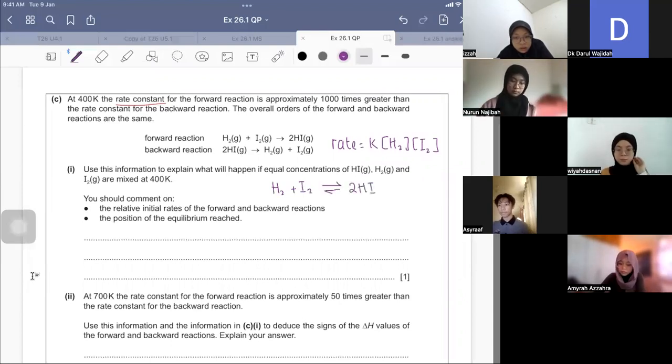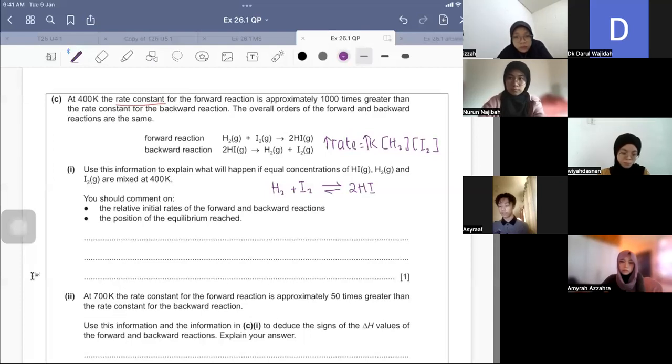So forward, the rate constant is bigger than the backward rate constant. Now, if you remember, if the rate constant increases or is big, that means your rate is also faster. Your rate is also bigger. So rate and rate constant, they are proportional.